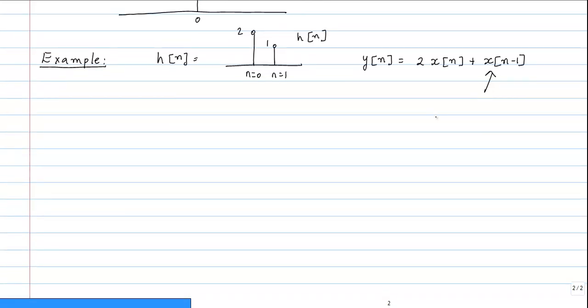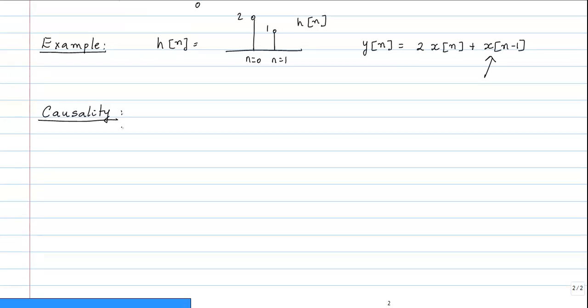Okay. Now let's move on to the next property, namely causality. Or when can we say that a linear time invariant system is causal? Or what property should h of n possess for this to be causal? And the idea is going to be very similar to what we did in the case of determining whether the system was memoryless or not. And we'll begin by looking at the convolution sum again.